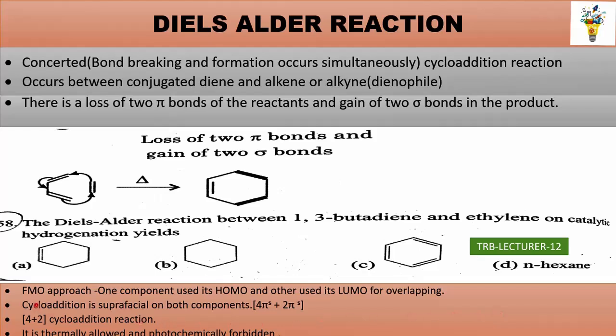By the FMO approach, that is frontier molecular orbital approach, one component is the HOMO, the highest occupied molecular orbital, which is electron rich, and the other is the LUMO, the lowest unoccupied molecular orbital, which is the electron poor component. This Diels-Alder reaction is thermally allowed, and photochemically it is forbidden. This is based on the mechanism concept. So the Diels-Alder reaction is a 4+2 cycloaddition, thermally allowed, with the loss of two pi bonds and the gain of two sigma bonds.